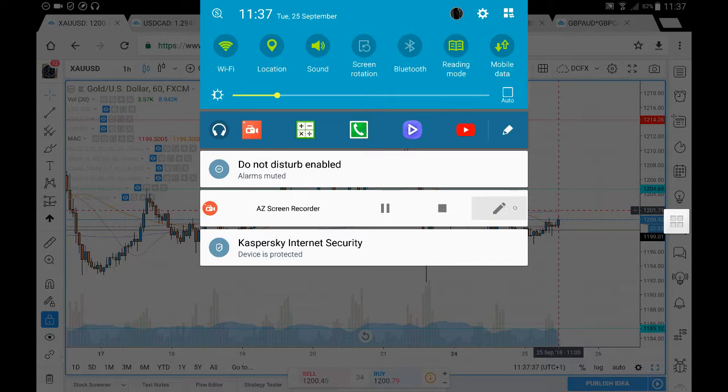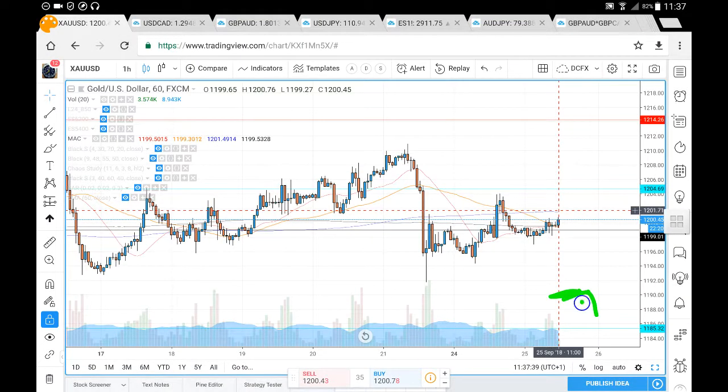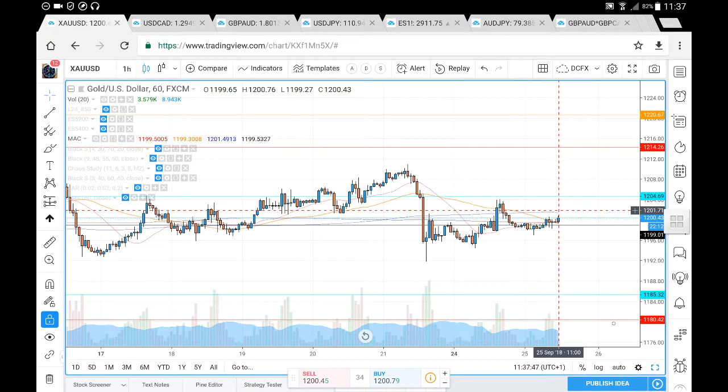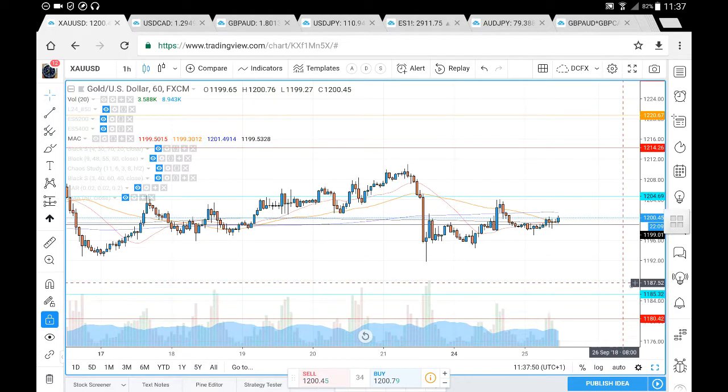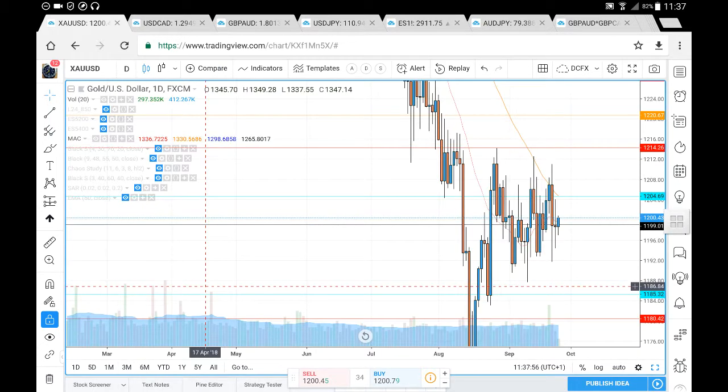So we'll be looking for a move down towards that 1190, and if we are successful in breaking that 1190, then looking for a move down towards that 1185.32. Wouldn't anticipate price moving much beyond the 1185.32, but the very next level of note is at 1180.42 here on the XAUUSD. And I suppose we should have a look here at the daily chart while we're at it.